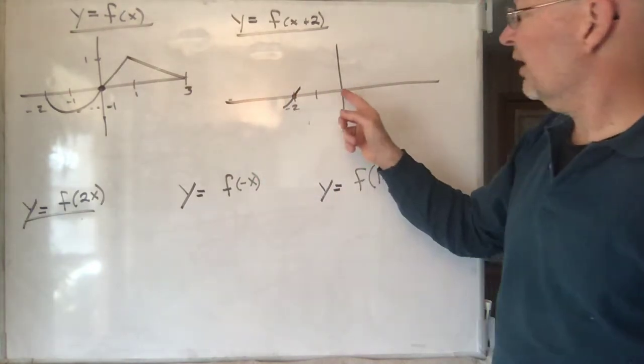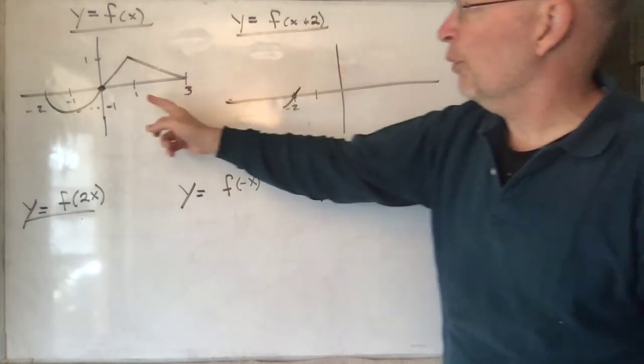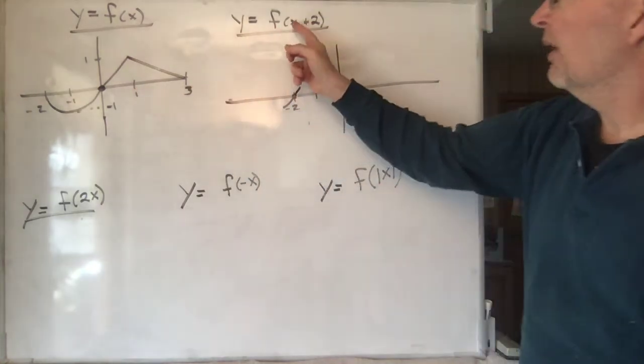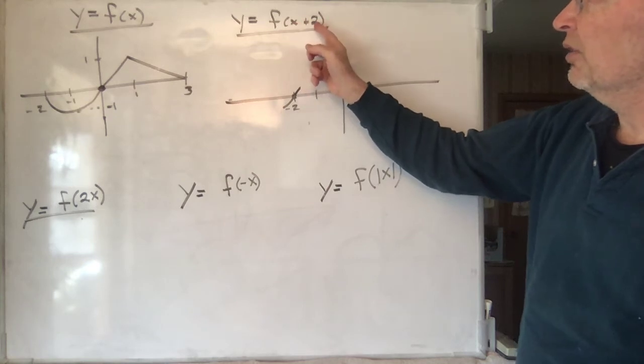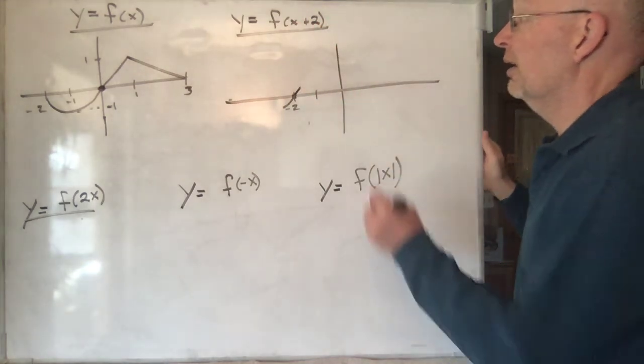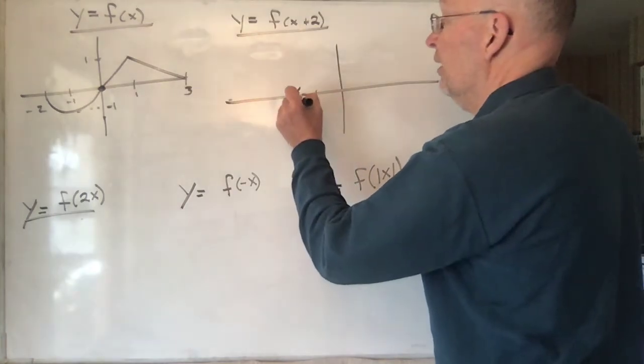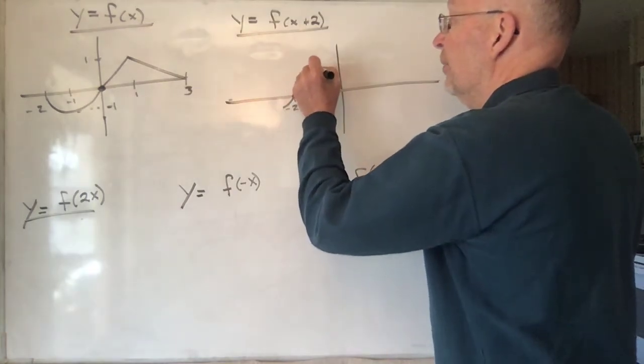What do I have to stick in here so that f will see a 1? I would have to stick a, what? A -1. -1 plus 2 is a 1. So here at -1, I'm going to be up there.